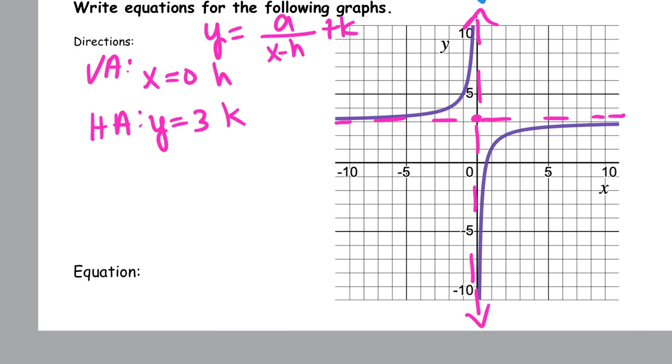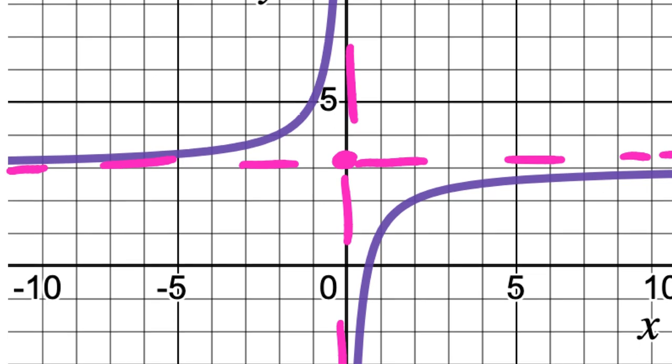So h is 0, k is 3. Now we have to figure out what a is. Now I want to remind you, you could figure out a by taking a point and plugging it in. Or can you figure it out by way of counting at this point? If I look at it, it goes 1 over, right? And then it goes down 2.